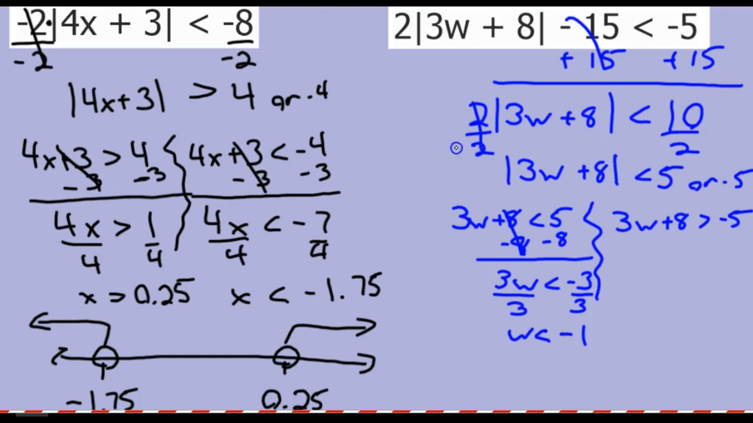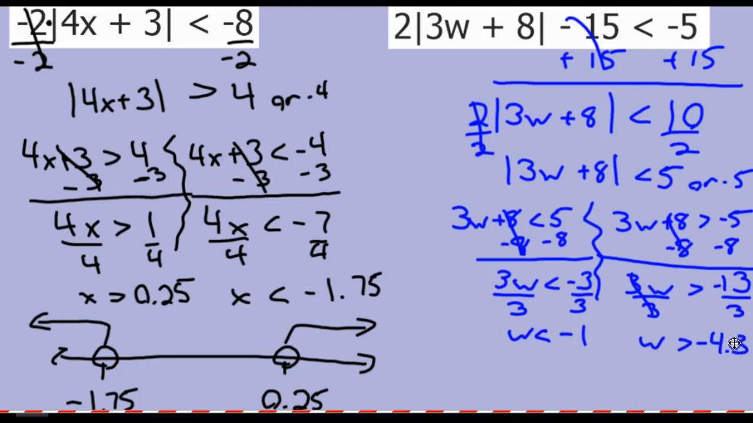Here we have to subtract 8 again. And we get 3w is greater than negative 13. Divide by 3. And w is greater than negative 4.3.